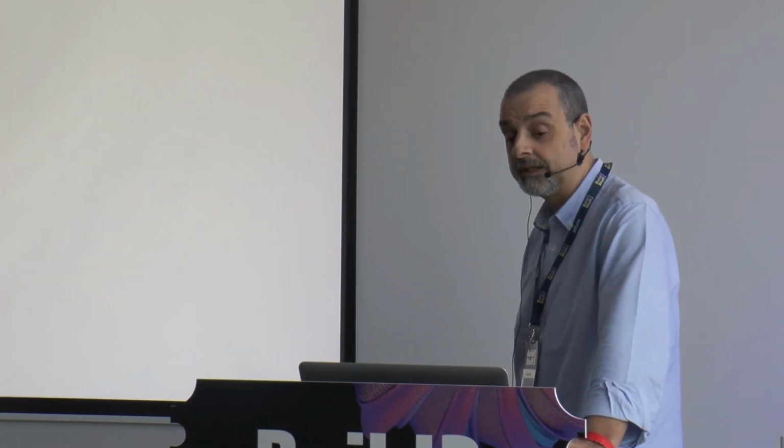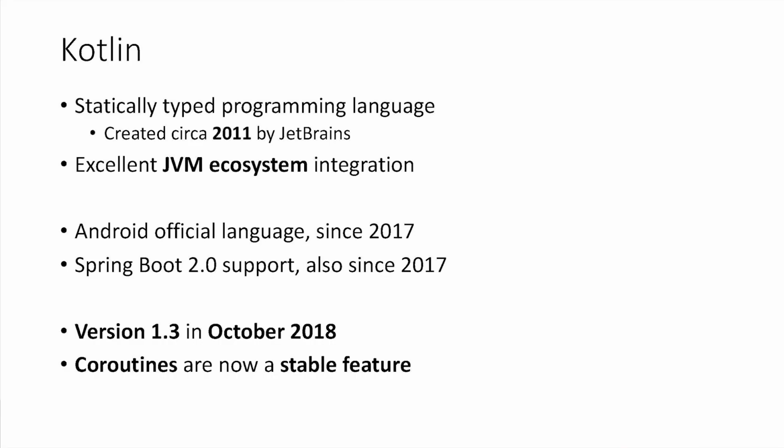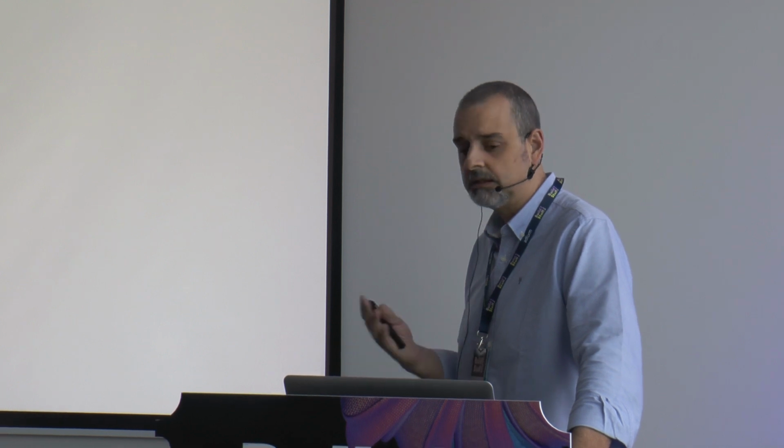Kotlin. Kotlin is a statically typed language created by JetBrains around 2011. It has an excellent JVM integration. It does not target only the JVM. It also targets native and JavaScript, but it's more popular in the JVM. And it has a very good integration with all the JVM ecosystem. So it's rather easy to have a project where I'm using Java and Kotlin side by side without major issues.